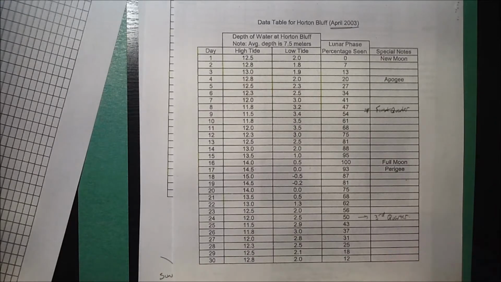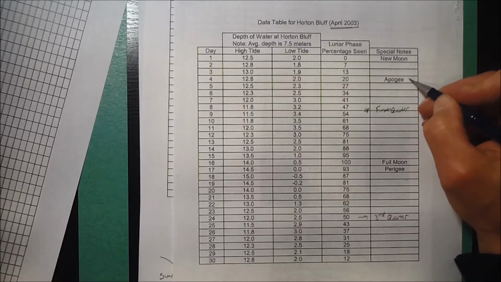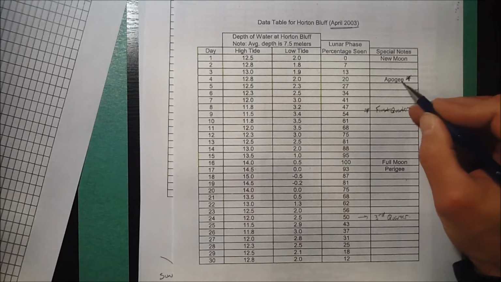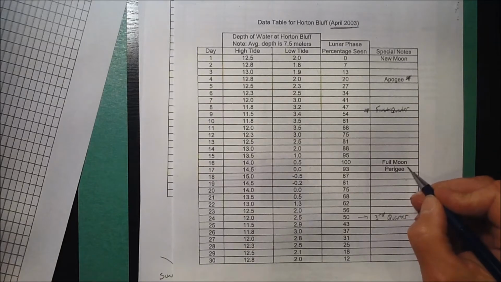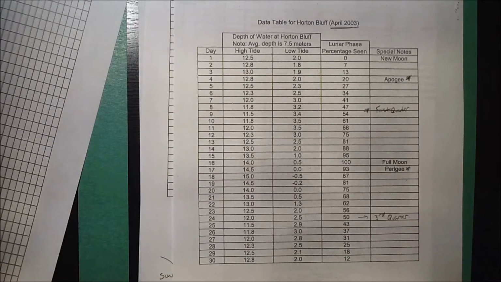And then down here, when you have 50% on this day, this would be your third quarter phase. Now, they give you two other points that are important in terms of considering tides. Apogee would be when the moon is most distant or farthest from the Earth. The moon's orbit is elliptical, so it gets slightly closer and slightly farther away. And down here you have perigee.